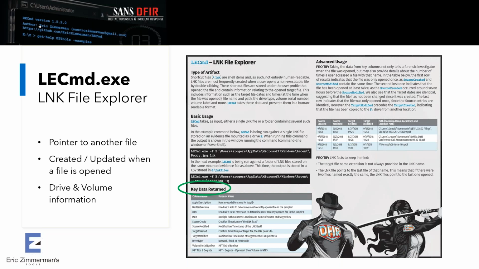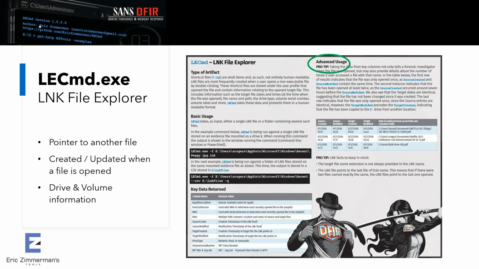The key data that is returned by the LNK File Explorer is a set of timestamps for both the target file as well as the source file, being the LNK file itself. Lots of good information about the drive that the target file was located on, whether it was a hard drive, removable drive, volume serial number, volume name, etc. We can also derive information about the specific file system. If it has an MFT number and a sequence number, we can infer that that came from an NTFS file system.